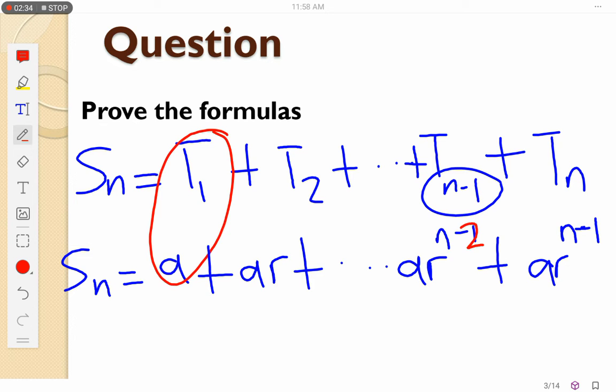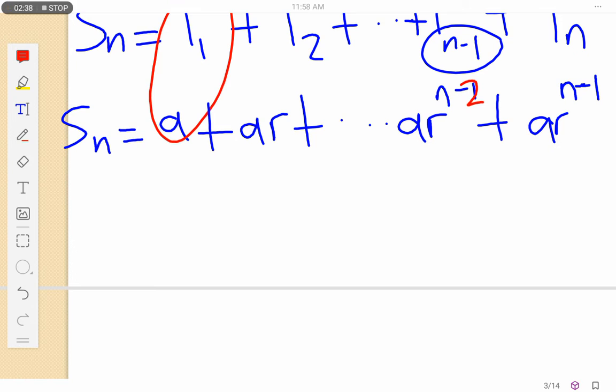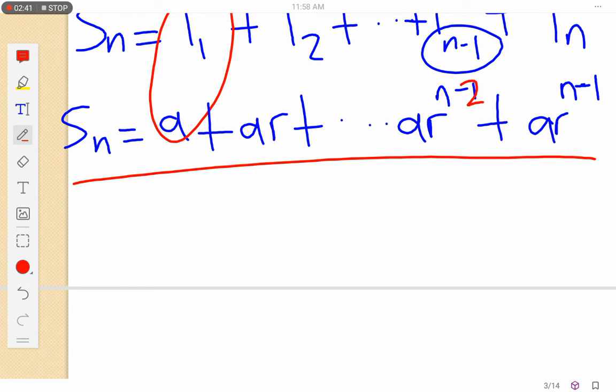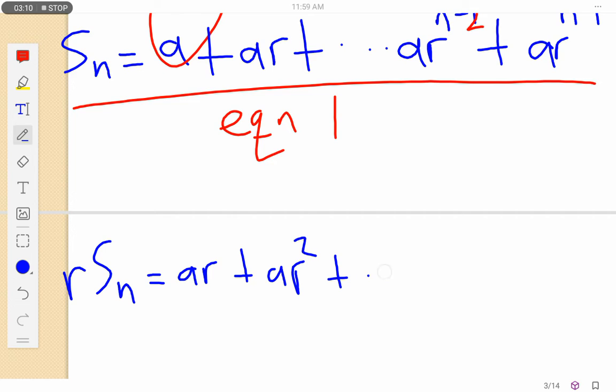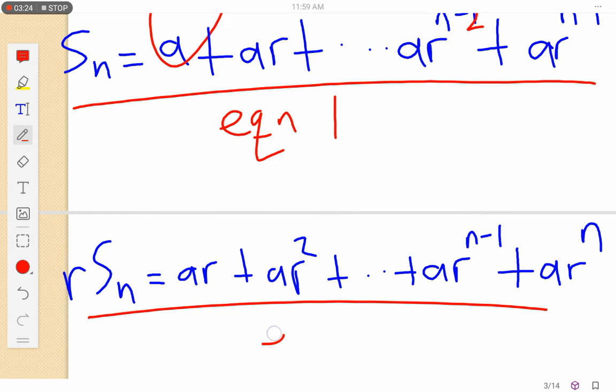Okay, now having that, we can have this as equation number 1. This whole thing can be written as equation number 1. Now I want us to write equation number 2. For equation number 2, we are going to multiply equation number 1 by r. If we multiply equation number 1 by r, we multiply everything. So I'll have r Sn is equal to ar plus ar squared plus dot dot dot, then plus a r to the power of n minus 1, then plus a r to the power of n. Okay, this becomes equation number 2.